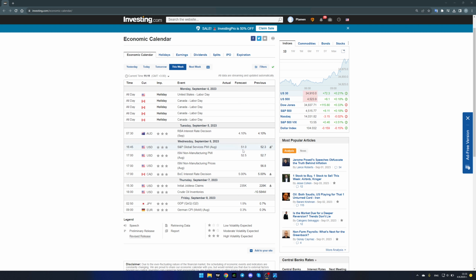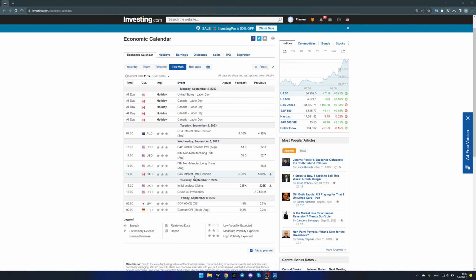You should know that a value above 50 is considered good news for the economy of the country. So, as you can see here, even though the forecast is less than the previous, the points are above 50, so this is good news for the US economy. And also we have the non-manufacturing PMI and the non-manufacturing PMI prices for August. So probably on Wednesday we're gonna see some good movements with the currency pairs with the US dollar.